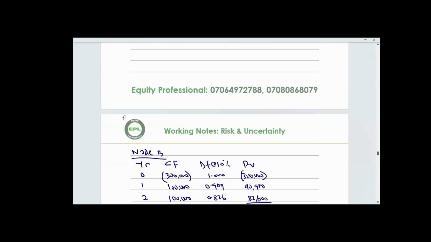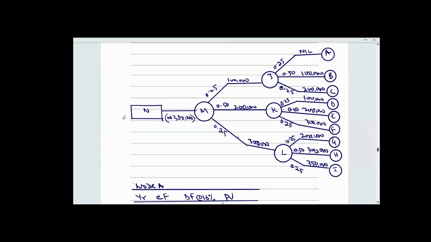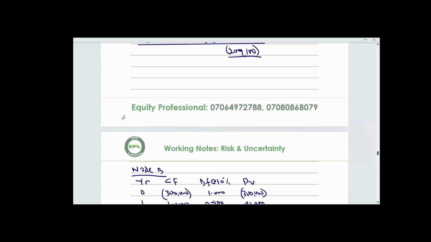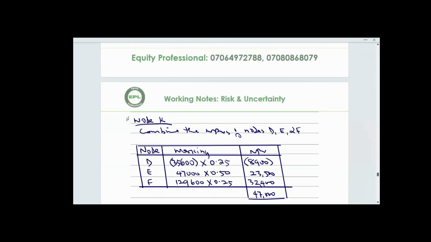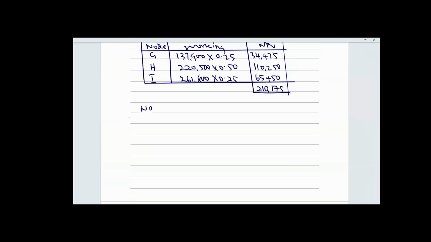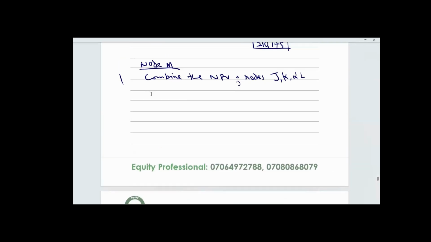The next one is node M. Node M is coming from node J, K, and L. So you combine the expected value of node J, K, and L with their probability. Combine the NPV of node J, K, and L.